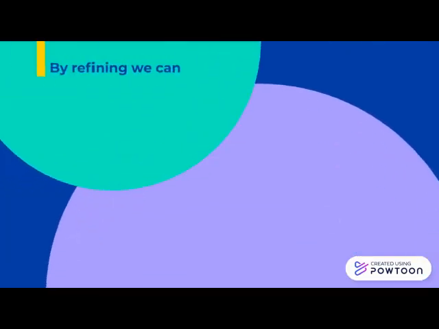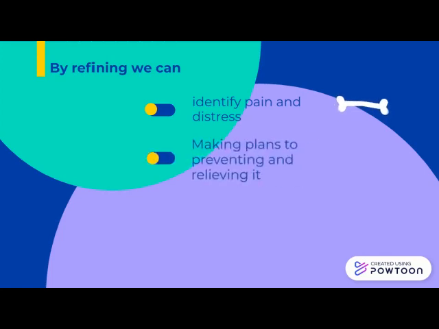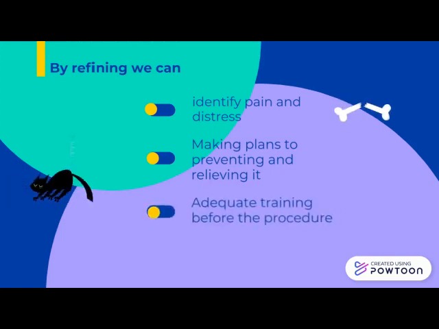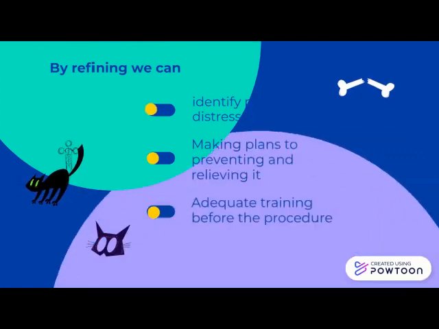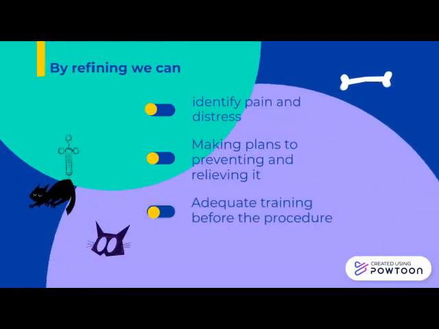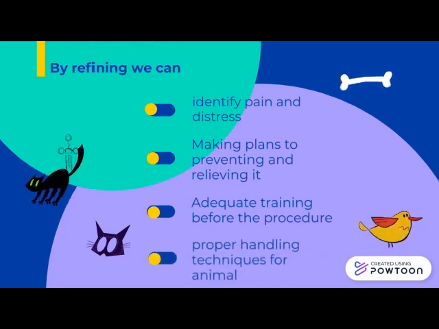By refining, we can identify the pain and distress of the animal, and also make plans for preventing and relieving it from pain. Receiving adequate training prior to performing a procedure may lessen the possibility for problems to occur, and using a proper handling technique for animals avoids hurting the creature.